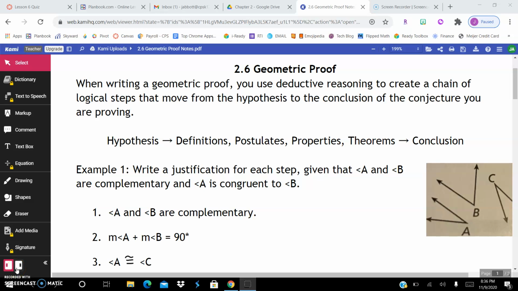So we've taken a look at algebraic proofs, so now we're moving on to geometric proofs. And when writing a geometric proof, you use deductive reasoning to create a chain of logical steps that move from the hypothesis to the conclusion of the conjecture you are proving. So in a little diagram here, you're starting with the hypothesis, and you are using definitions, postulates, properties, and theorems to work your way to the conclusion to prove that it's true.